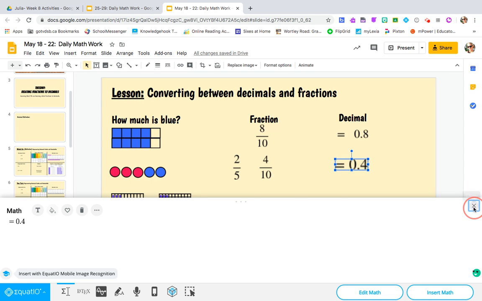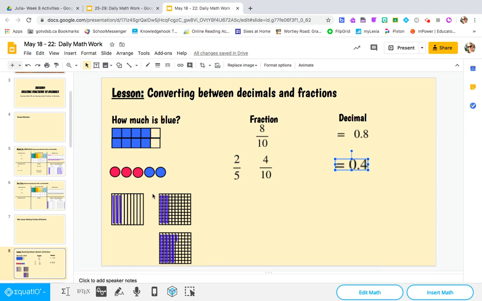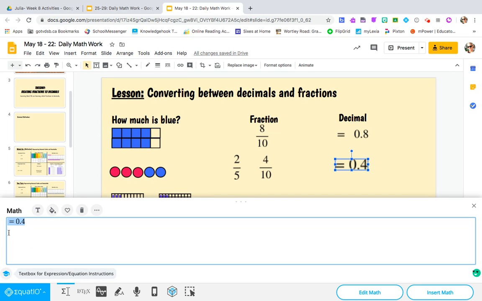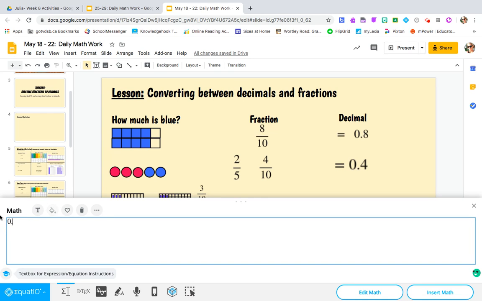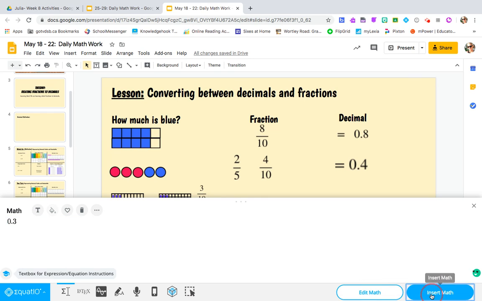As we move on in our file here, I'm going to show you 3/10. We just practiced this model up in our Minds On activity. So you can see that right here we have 3/10. We can write this either as 3 out of 10 pieces or 0.3. So let's go ahead and do that in our space here. 3/10. I'll insert that into the math space. And we can also represent that as 0.3 and insert that into the math space.